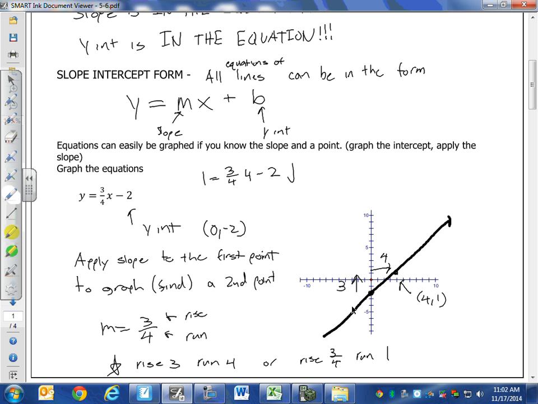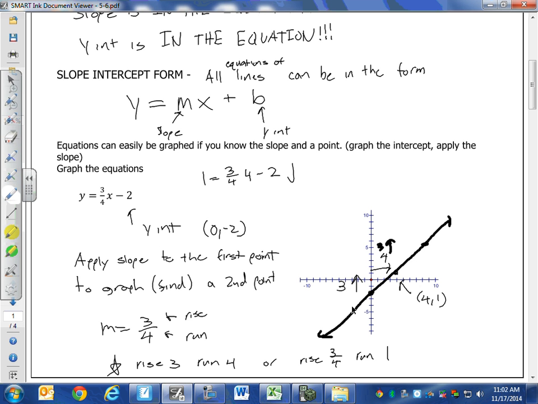I went up 3 and over 4 from my first point. My first point was 0, negative 2. Going up 3 brought me to 1. Going over 4, 1, 2, 3, 4, got me to 4, 1. I could do it again. I could go up 3. So up 1, 2, 3 would take me up here to 4. Over 4 would take me over to 8.